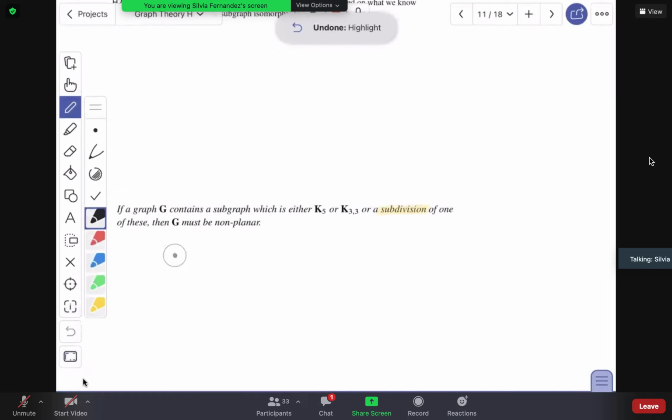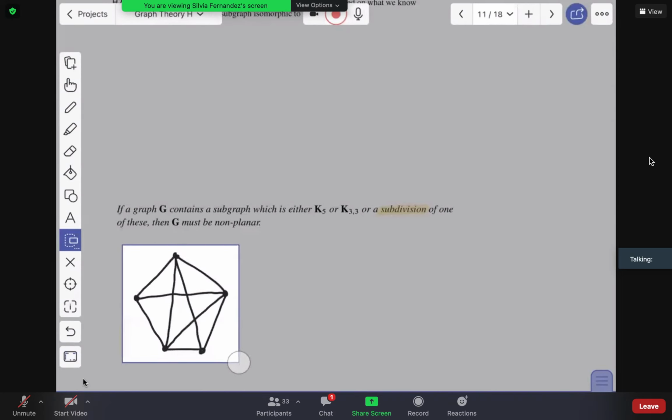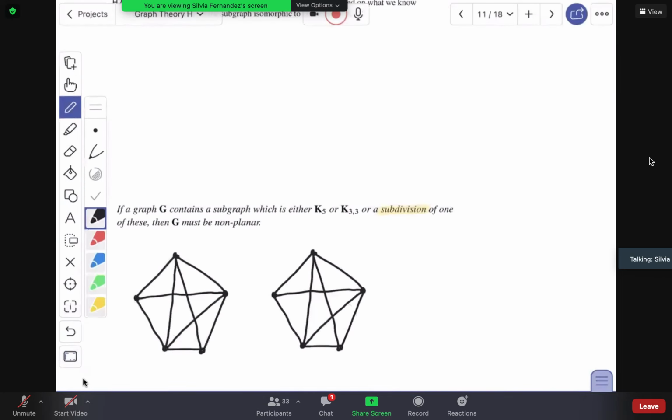so it doesn't matter how it's drawn. You start with your graph. Let's say this is K5. And then a subdivision is just changing an edge. You're allowed to replace an edge by a path of any length you want. Meaning, now this is K5, and any of my edges, I can make into a path.